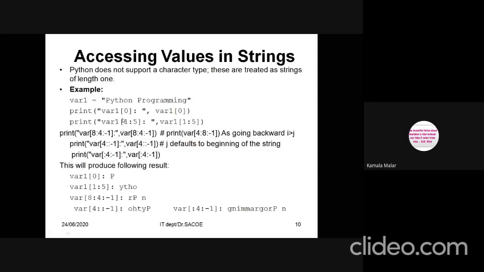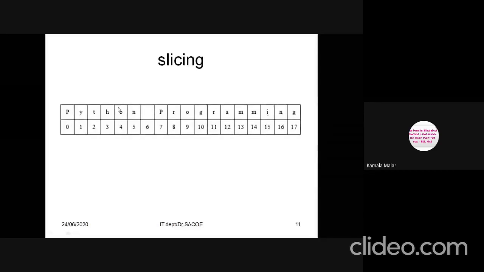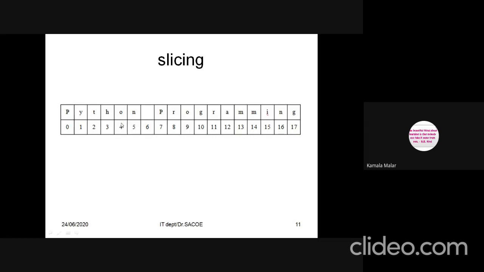Starting from here, start is 4. So 4 is your start position. Our step size is negative, meaning that we want to traverse from right to left. The end is not given, which means we want to traverse from right to left till the end. So what will be the output then? OHTYP.